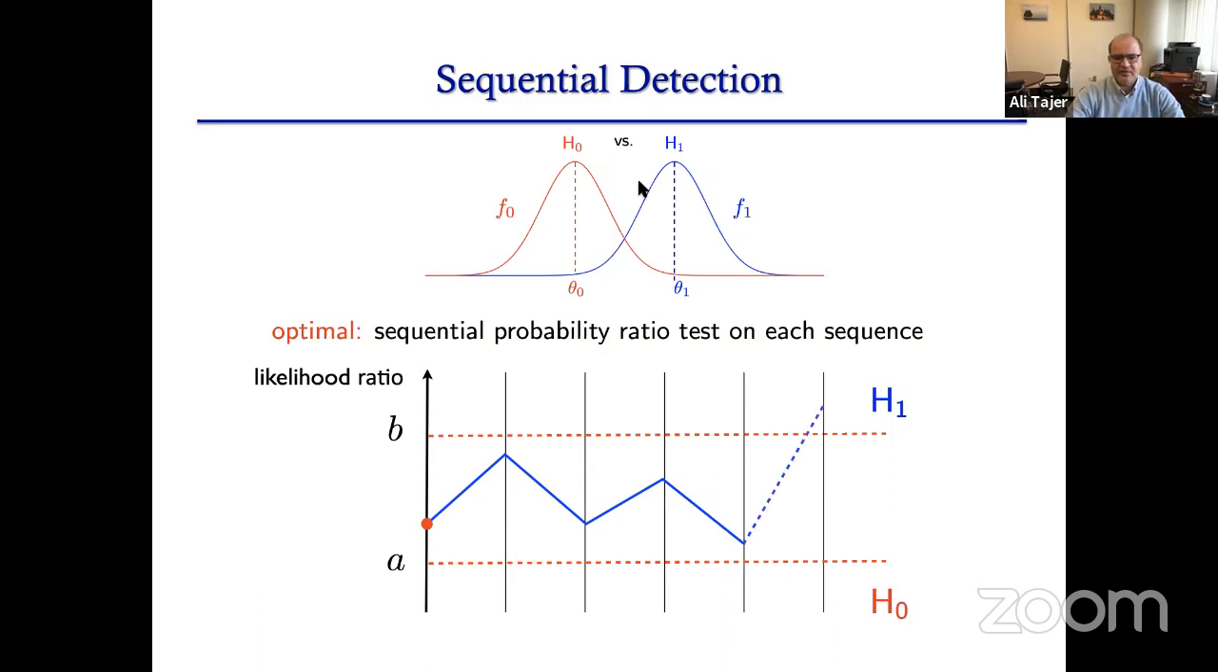And then we will stop the sampling process. That is the point that we are confident that we can make a decision. Based on that, depending on whether we exceed the upper threshold or the lower threshold, we will decide in favor of one of the two hypotheses. Okay, so that is generally the structure of a test for sequential testing.